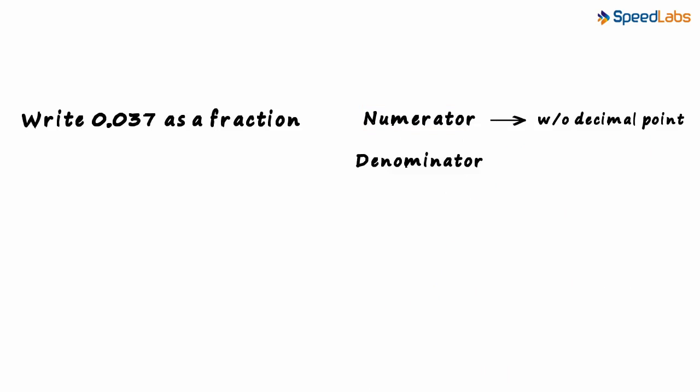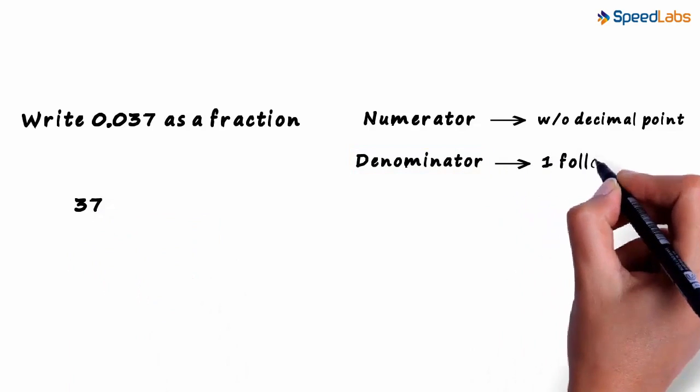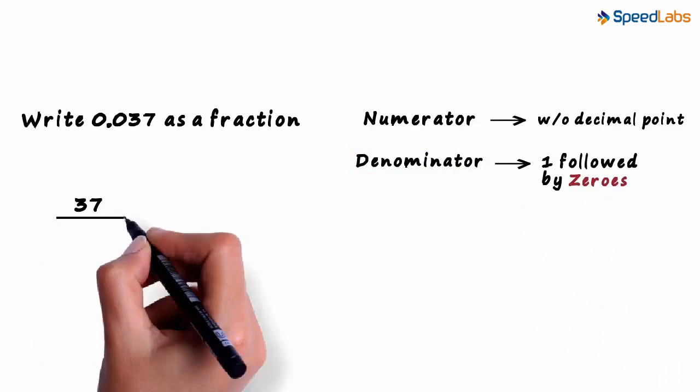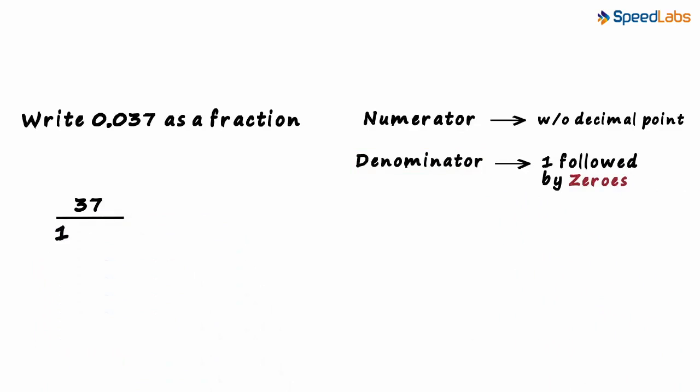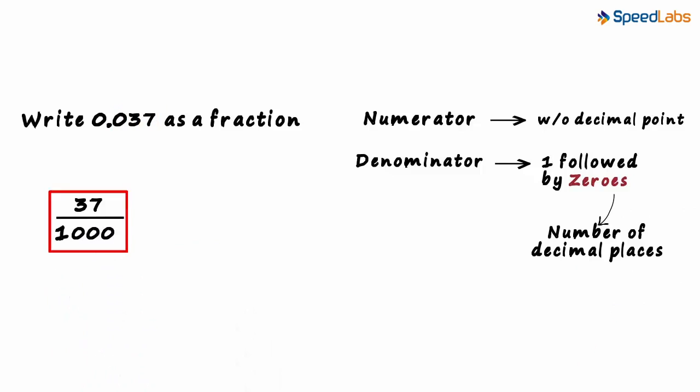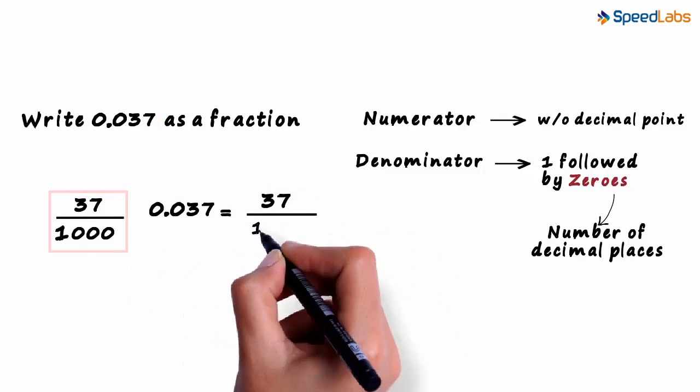Without the decimal point, we write it as 37. And in the denominator, we write a 1 followed by zeros. But the important question is, how many zeros? The number of zeros we write after the 1 is simply equal to the number of decimal places. There are 3 decimal places here: tenths, hundredths, and thousandths. So we add 3 zeros. There you go, that's your fraction. 0.037 can be written as 37 by 1000.